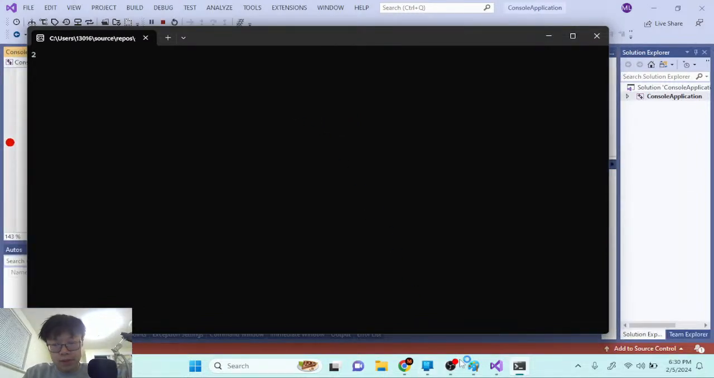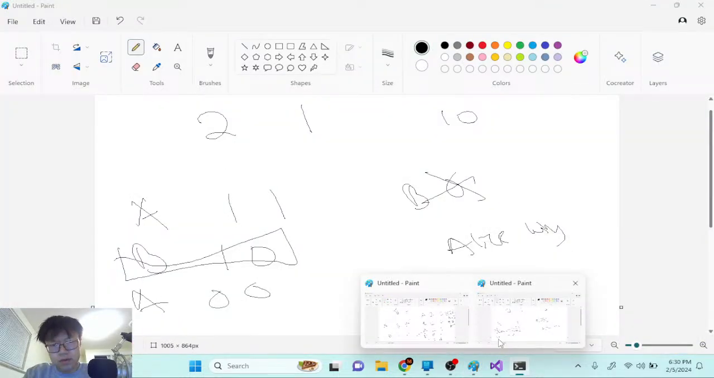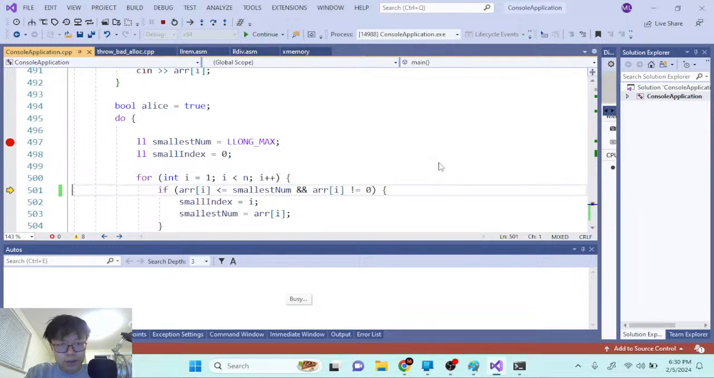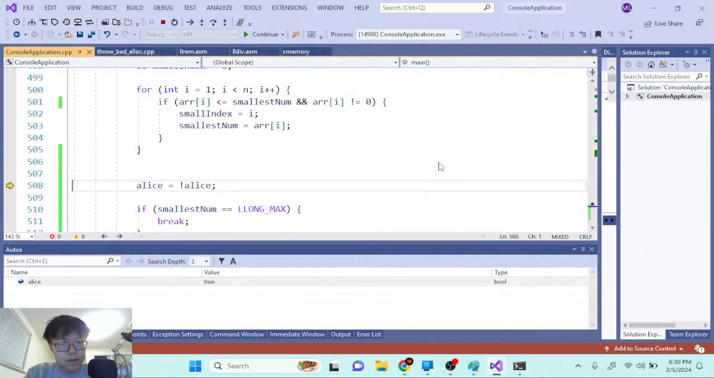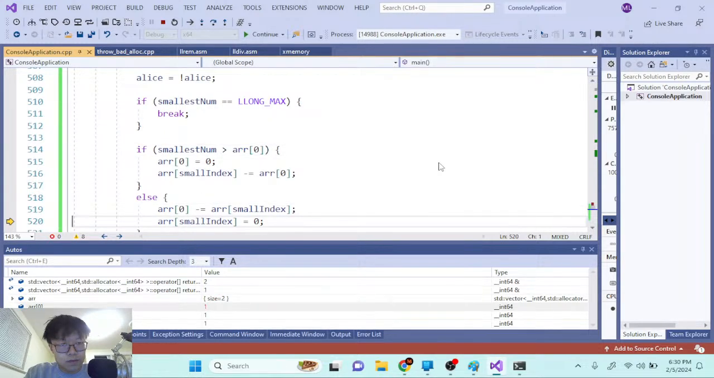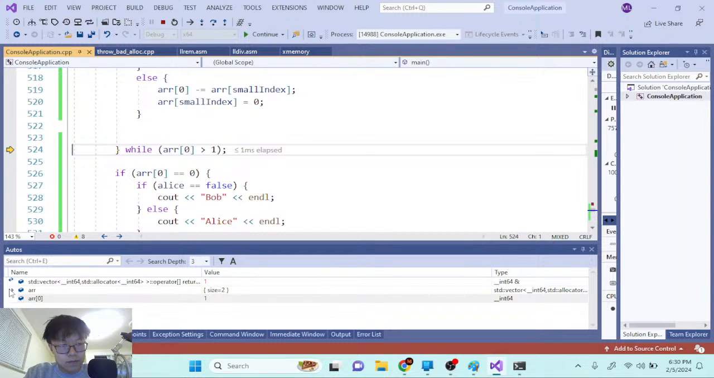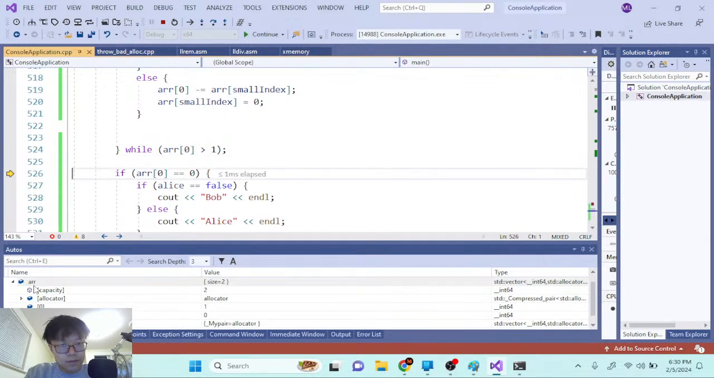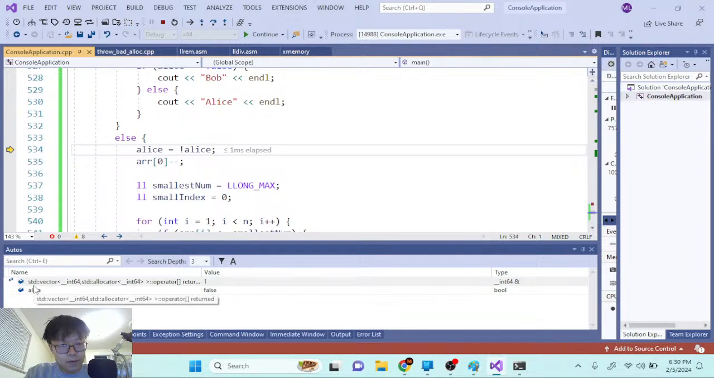Bob's turn, what is it? Yeah, 2-2-1, I think. So at this time the end of Bob's turn should be... what is the answer? 1-0. Okay. Yep. So whose turn is it? It's Bob's turn. Now it's Alice's turn.